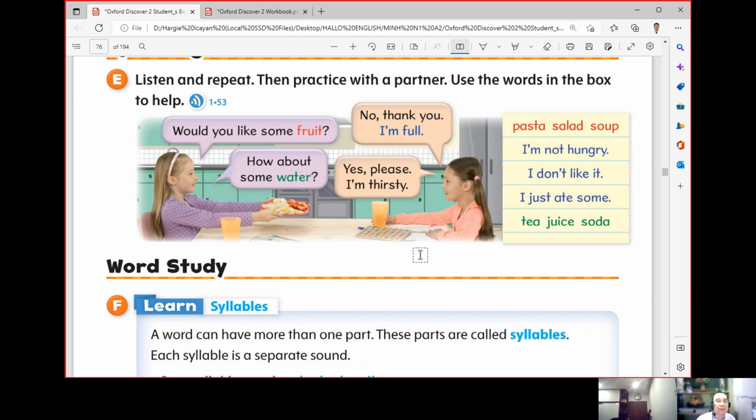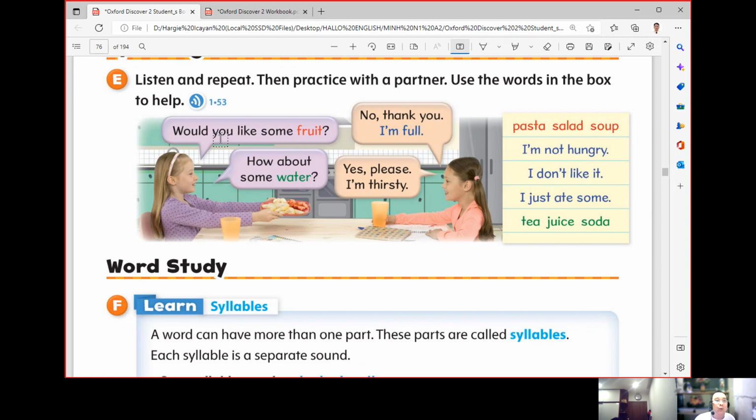I'm thirsty. Okay, so let's try to practice this one, Min. Actually, the words with colors in here, we can also change. For example, some pasta, some salad, some soup. Now, why do we need to say some? Because pasta is uncountable. Salad is uncountable. Soup is also uncountable. Fruit is also uncountable. So we have to use some.